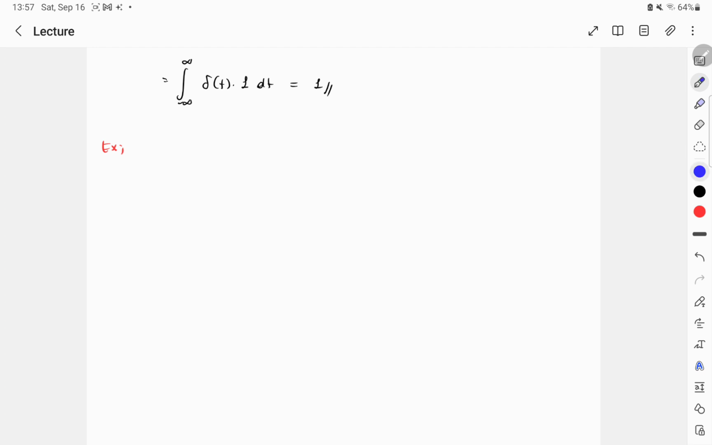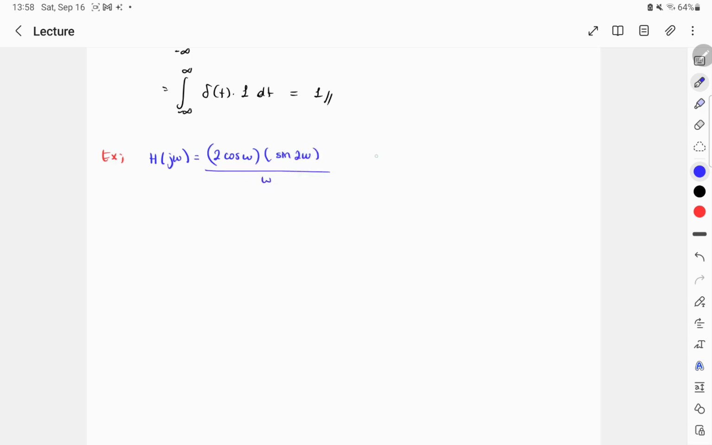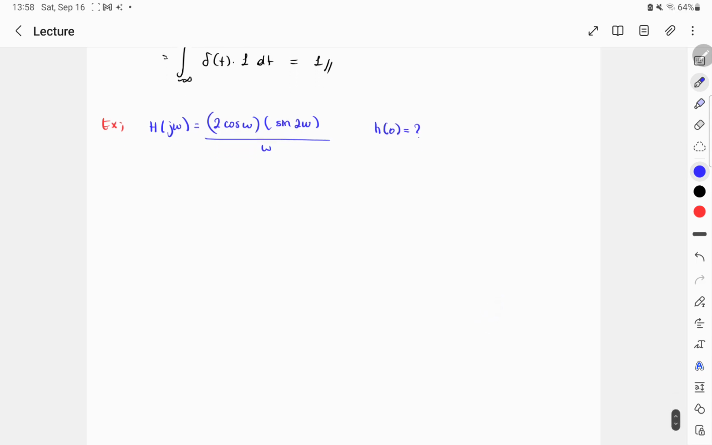We will calculate the inverse Fourier transform. We have the Fourier transform this time, and we are asked for the signal itself: 2 cosine omega sine 2 omega over omega. And we are asked to find the function when it takes the value 0.